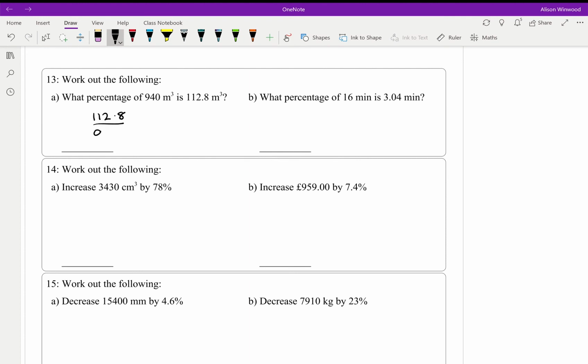12.8 out of 940, that's it as a fraction, which is 0.12 as a decimal, or 12%. 3.04 out of 16, that's it as a fraction. As a decimal, that's 0.19, so 19%.